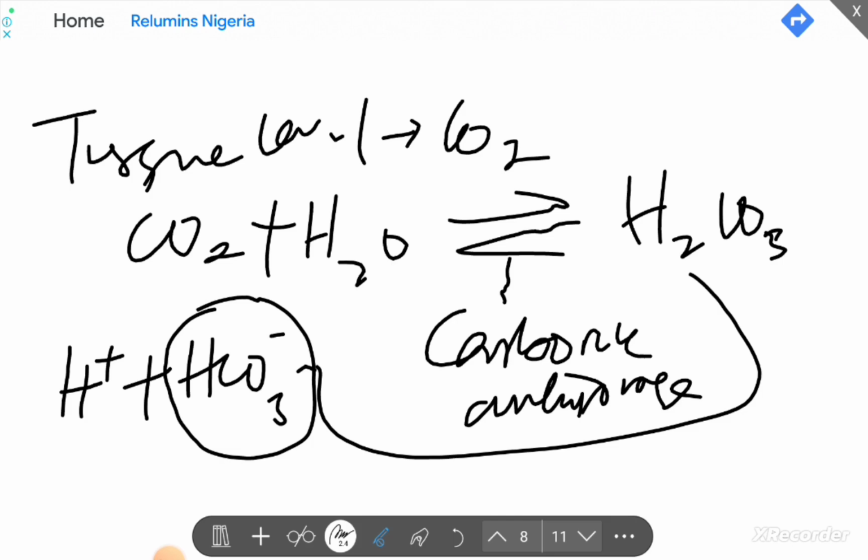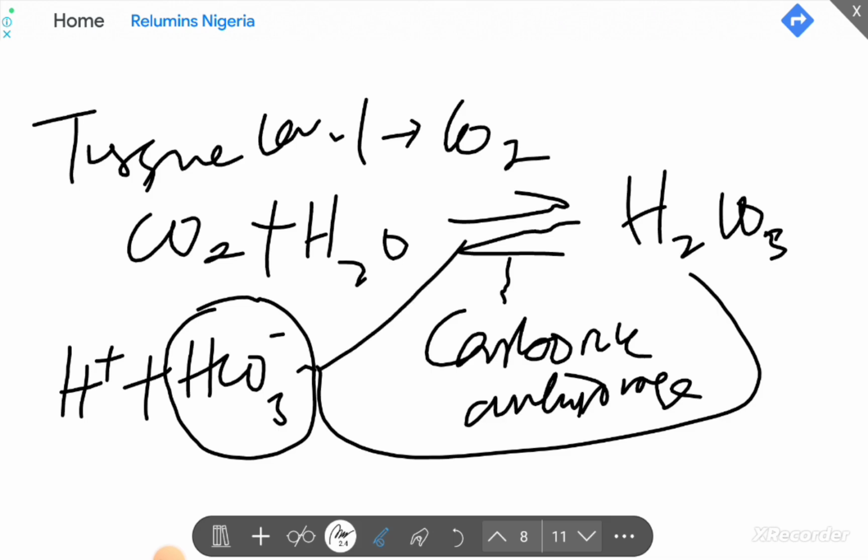So CO2 is carried from the tissue to the lungs in the form of bicarbonate inside the plasma. Of course, some of this CO2 can also go directly to hemoglobin to be carried, but it is just a little amount of CO2. The majority of CO2 that is formed at the tissue level is carried in the form of bicarbonate from the tissue to the lungs.